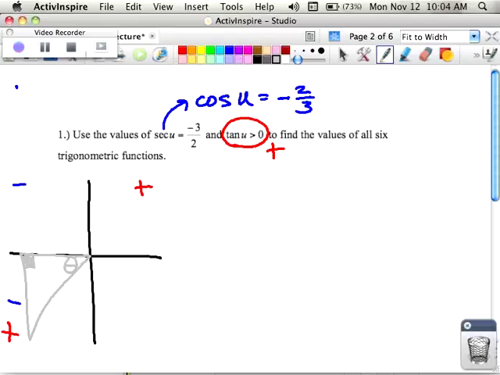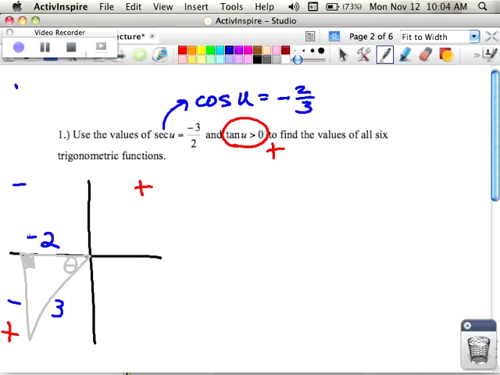And if the cosine is 2 over 3, that means adjacent over hypotenuse. So the adjacent is the x part, and the hypotenuse is the bottom part of that fraction for the cosine. And the hypotenuse on your triangle will never be negative, so that means, of course, that the 2 is negative.